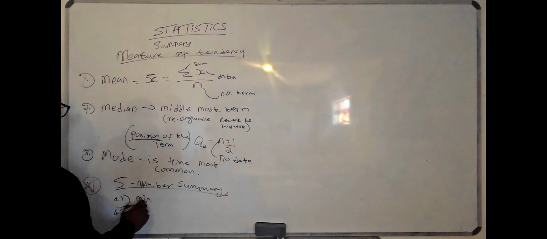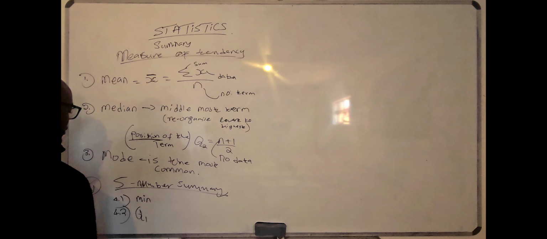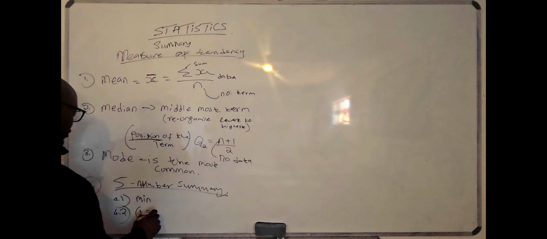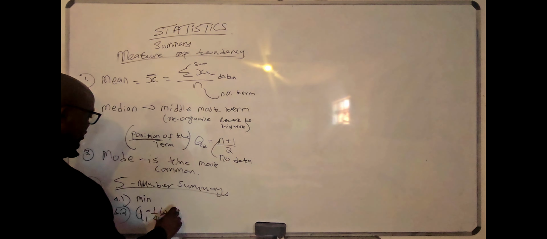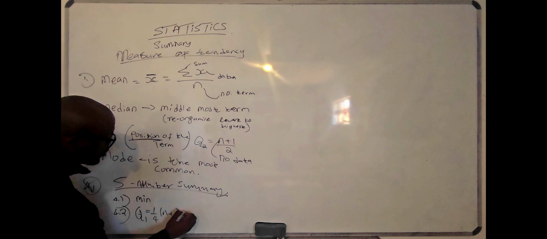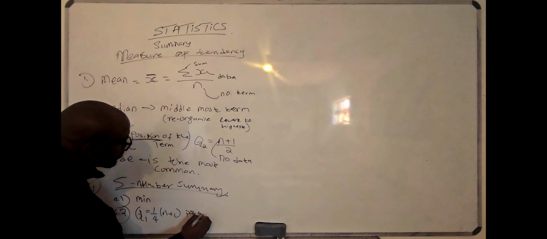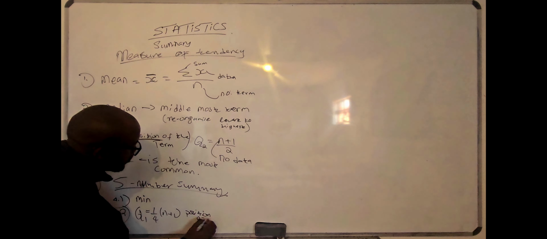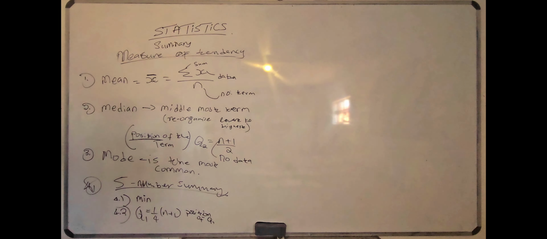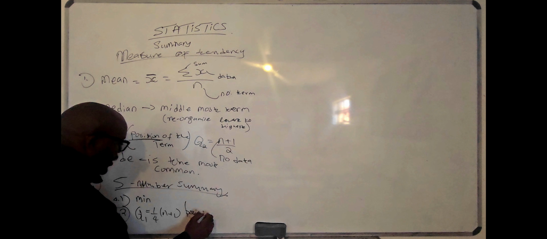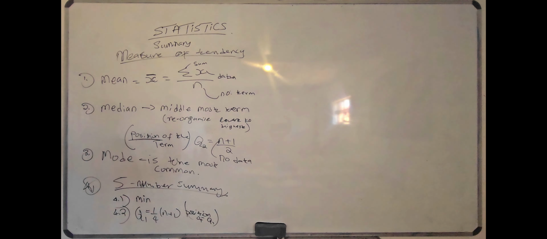4.2, you have Q1, which equals 1 over 4 times n plus 1. This gives us the position of Q1, not Q1 itself, but the position, where it's sitting in the data.